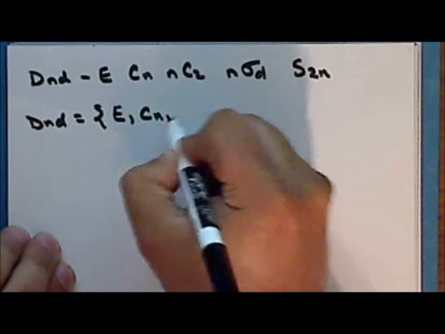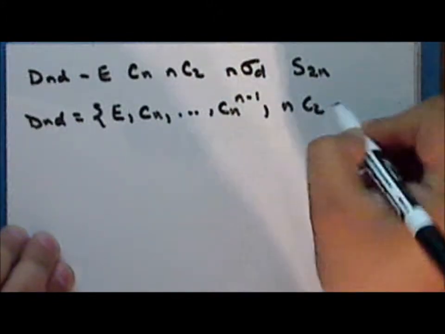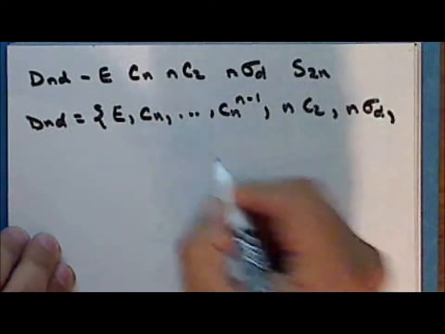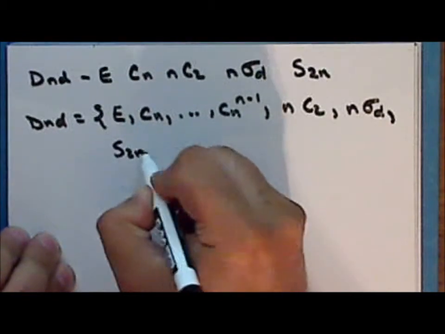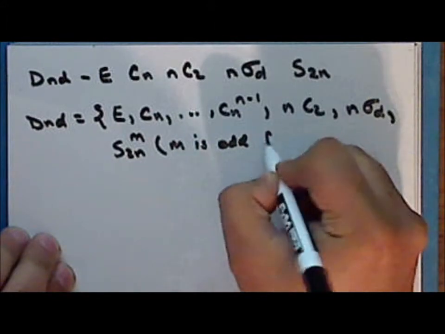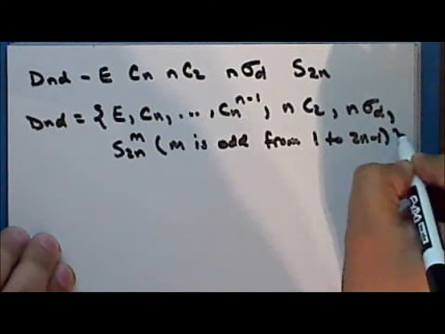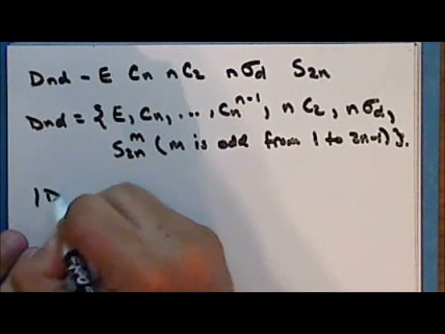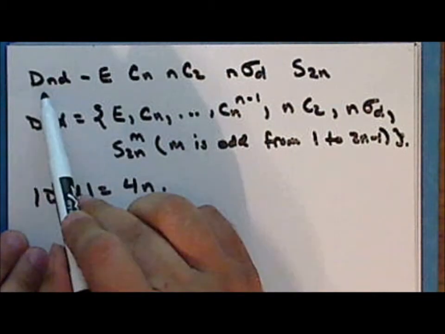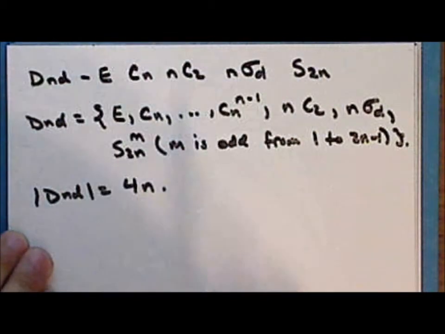Identity, C_n through C_n to the power of n minus 1, n C2 rotations, n reflections through dihedral mirror planes, and S_2n to the power of m, where m is an odd integer ranging from 1 to 2n minus 1, so that the order of the D_nd point group is 4 times n. Notice that the D_nd point group does not contain a horizontal mirror plane.